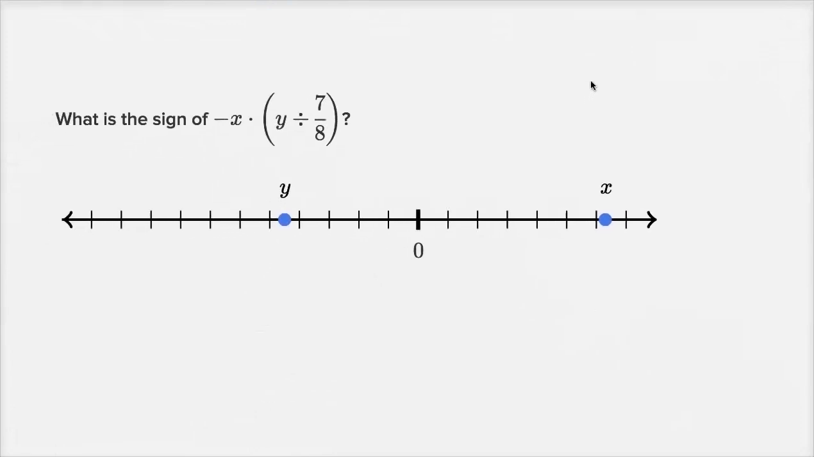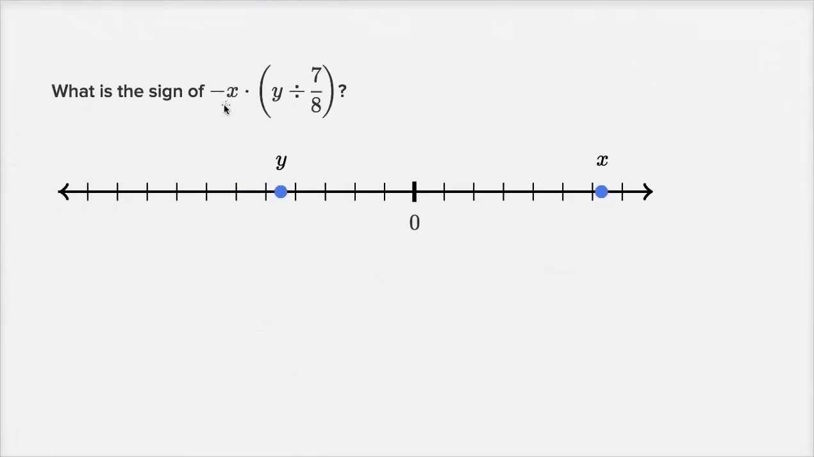I can't stop. This is all right. What is the sign of negative x times y divided by 7/8? And here they're showing us x and y on a number line. And the key takeaway here is that x is positive. X is to the right of 0. Y is negative.